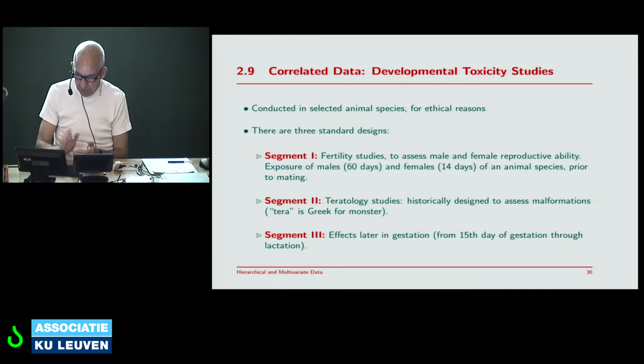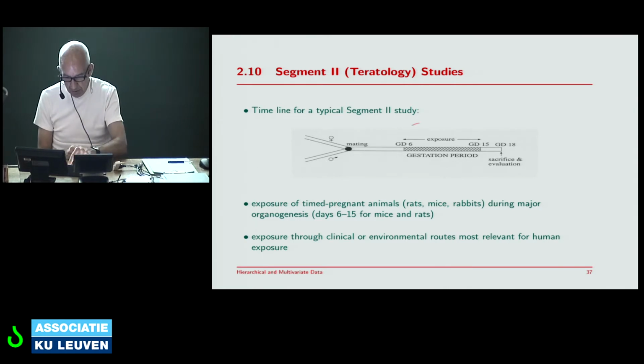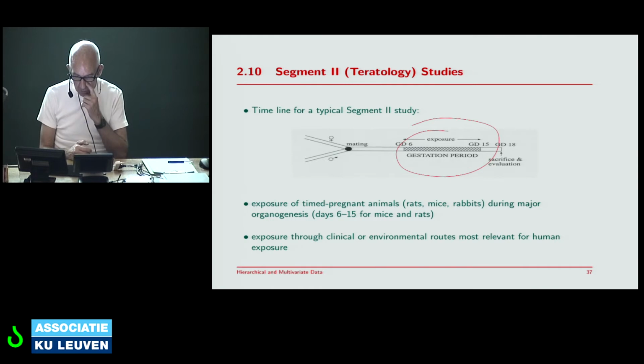Segment 1 studies, just for information, we will not do anything with it. That is fertility studies, male and female fertility. And segment 3 studies is what happens later in gestation. So, when we talk for human beings of pretty much a good part of the first trimester, for rats and mice in particular, it's a much shorter and much earlier period. It may be, for example, for rats, between 6 and 15 days into development.